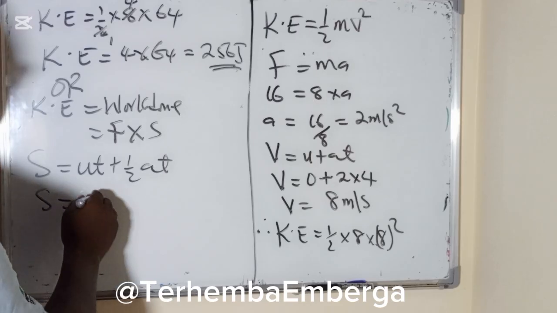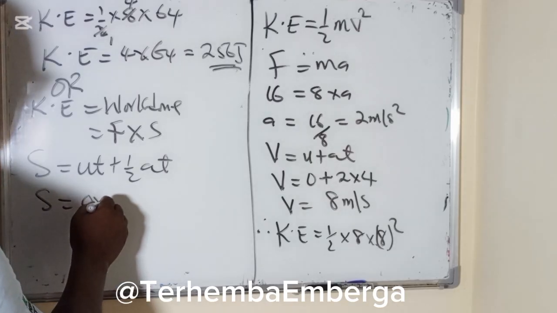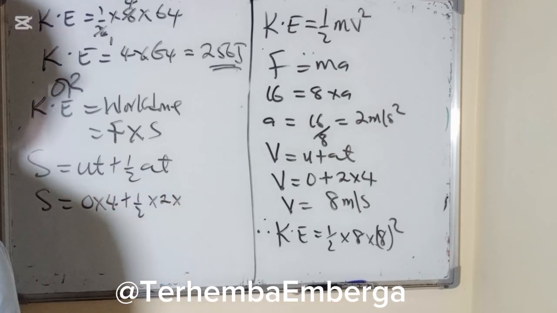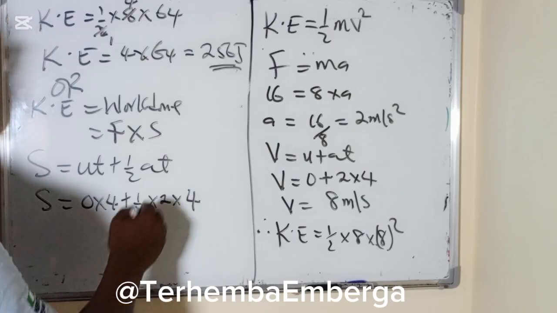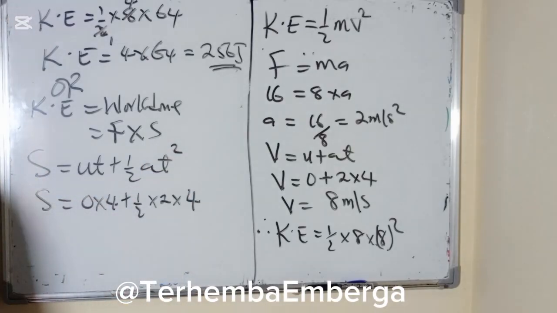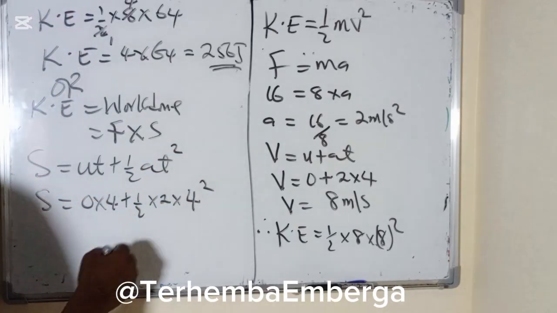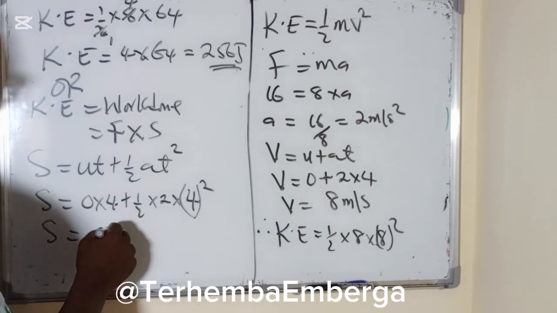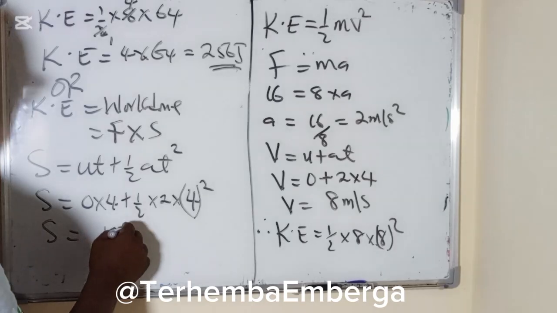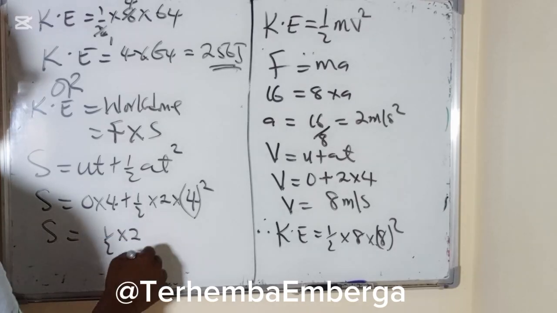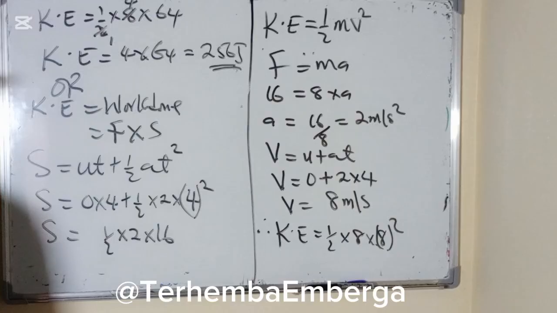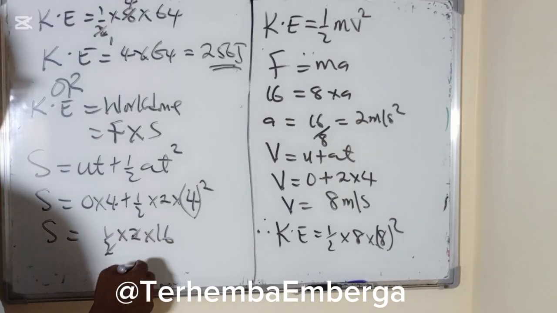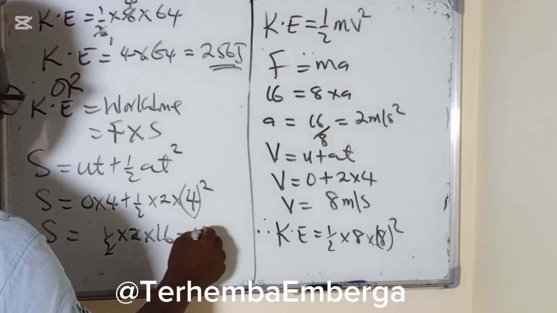s now will be equal to 0 times t, which is 4, plus half times 2 times 4 squared. So we now have s equal to, the whole of this becomes 0, half times 2 times 16. So we can say that this can take care of this, and s will be equal to 16 meters.